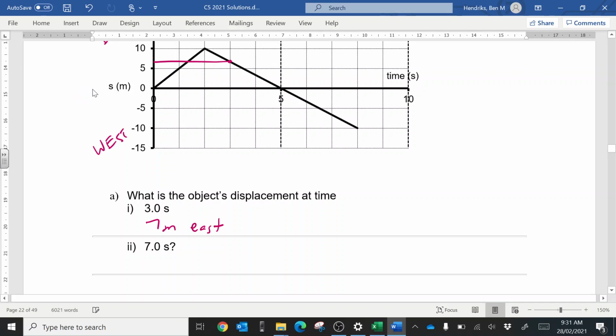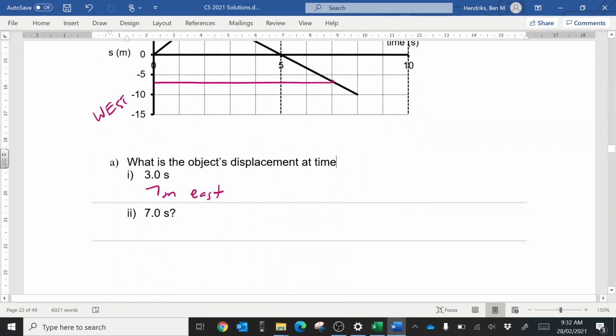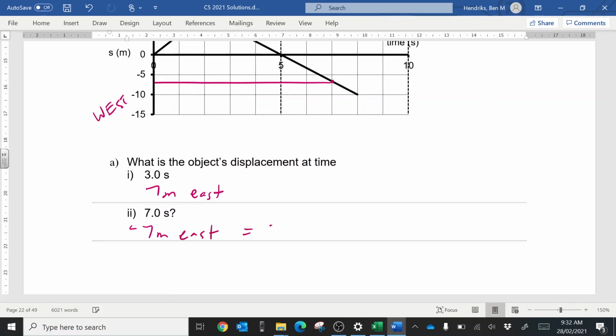7 meters east. At time 7 seconds, again we go to 7 seconds, which is here. So this is 5, 6, 7. And we do the same thing. Let's draw a line across. Okay, and so that one, again, I'm going to say that's -7. So -7 meters east, and just remember that is equal to a positive 7 meters west.